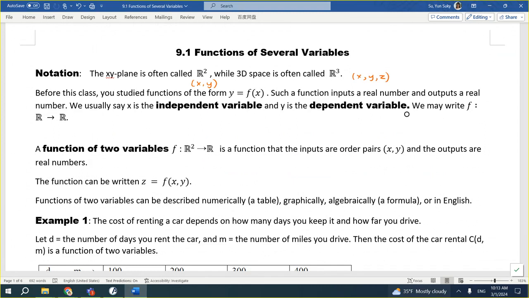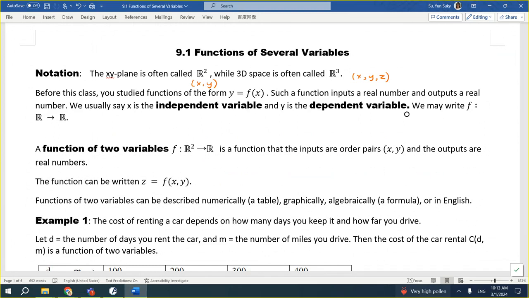So before this class, you studied functions of the form y equals f of x. For such a function, the input is a real number and the output is also a real number. So we usually say that x is the independent variable and y is the dependent variable. Your y depends on x. Right, everybody? Okay, now how about a function of 2 variables?